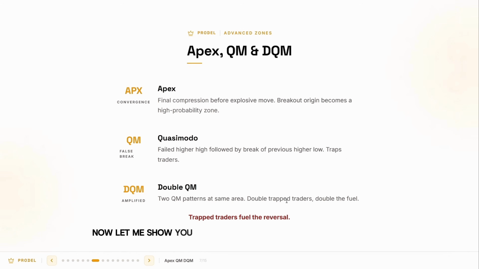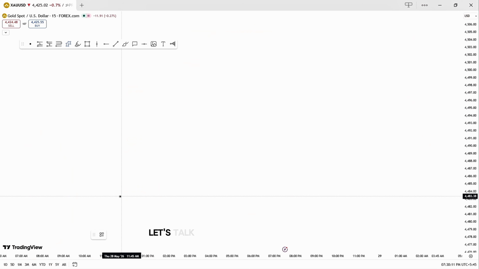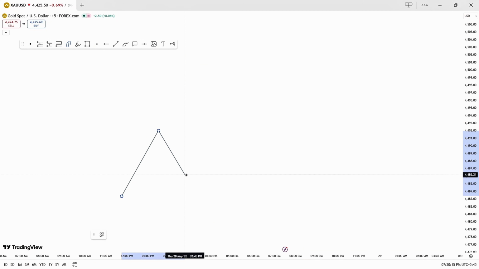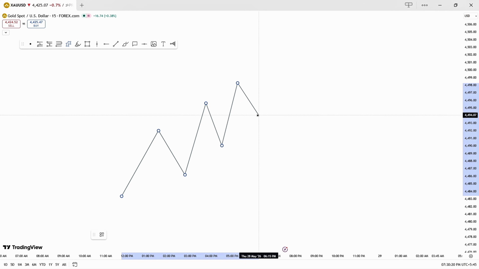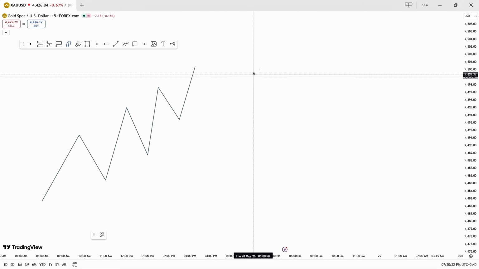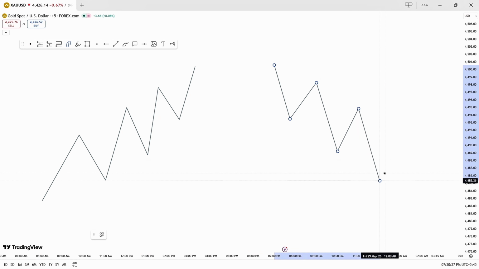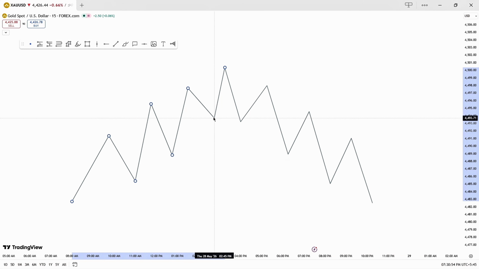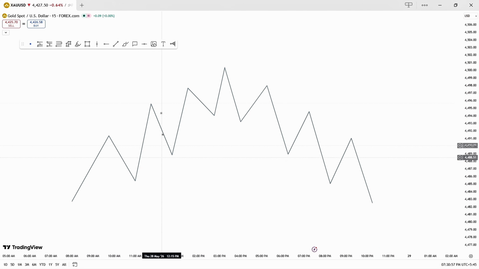Now, let me show you the 5 SNR zones on the TradingView chart. Let's talk about the market structure. You can see market structure like this. It's breaking higher high and forming the higher low like this. You can see this is the bullish trend, and let's draw the bearish trend also. You can see lower high, lower low, lower high, lower low like this. Let's talk about the market structure break. Market is going up like this, and after it breaks this higher low, it becomes a market structure break.